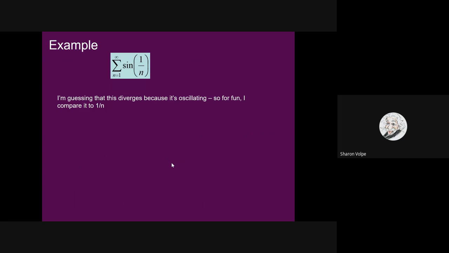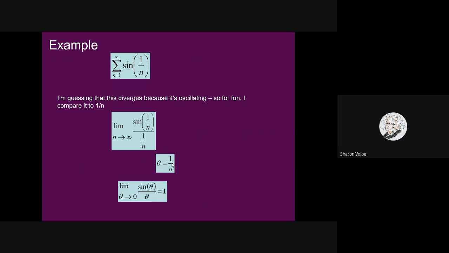Sine of 1 over n. I think that this one's oscillating and that it's going to diverge, but I'm not sure. I'm going to compare it to 1 over n, which is a known divergent series. So I want anything except 0. I use theta substitution. And I get 1, and that's all I need. I did not get 0, so this series diverges.